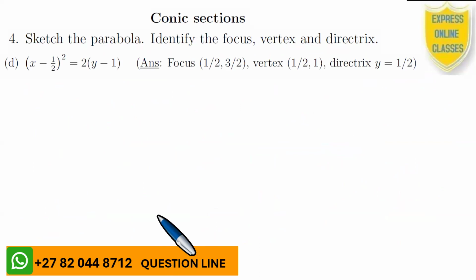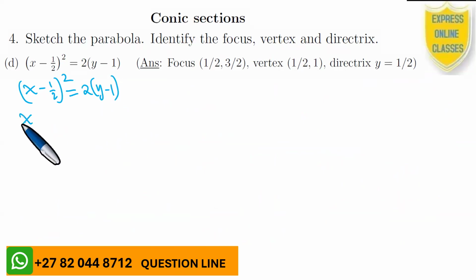Okay, here's another question that is like (x - 1/2)² = 2y - 1. So this one is a formula. It's (x - h)² = 4p(y - k). Okay, this is the formula we're going to use.